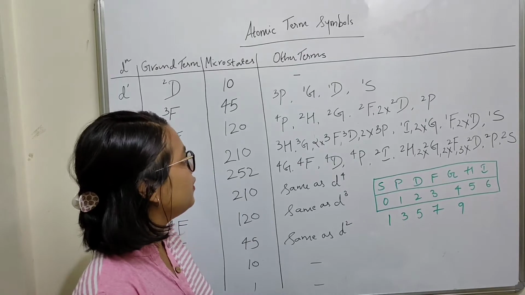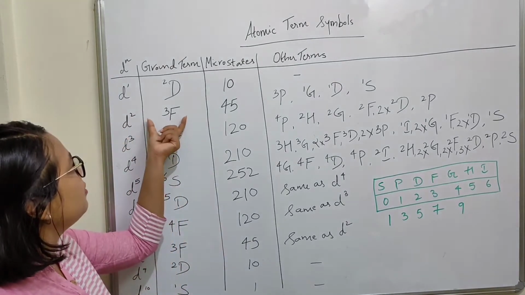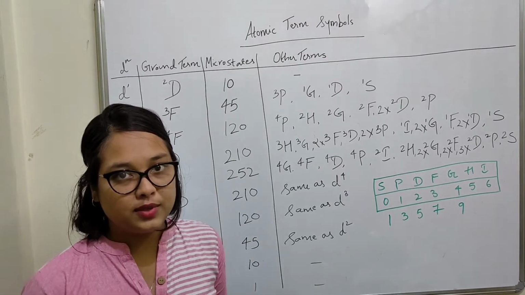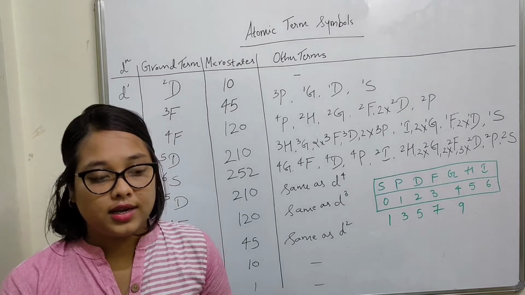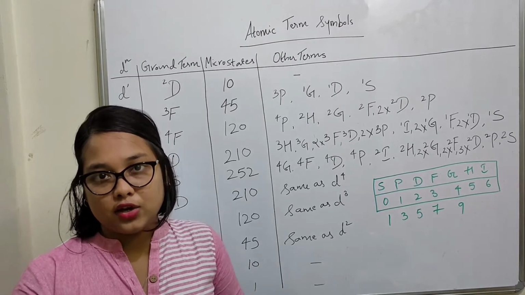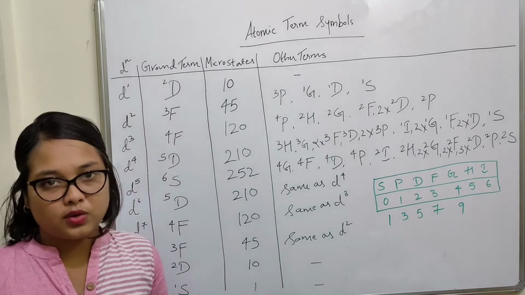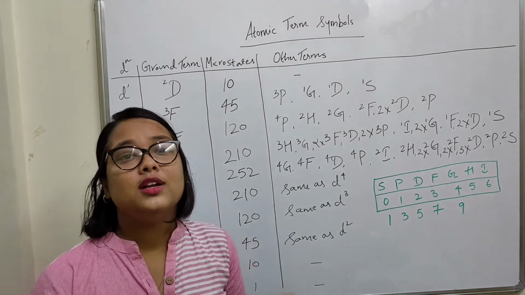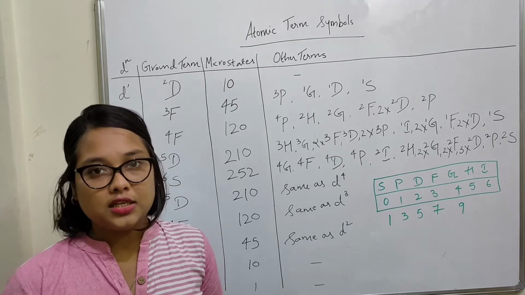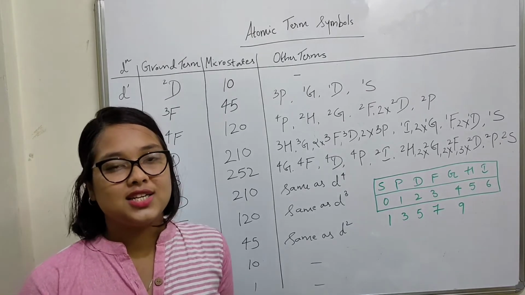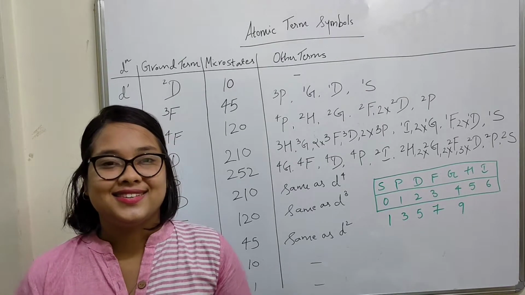Also, the last part of the video will deal with how to determine which is the ground state term symbol. For example, in any exam, you are given a set of term symbols, maybe for D2. You have 4 options. How do you determine which is going to be the ground state term symbol? All of that we shall discuss in today's video.